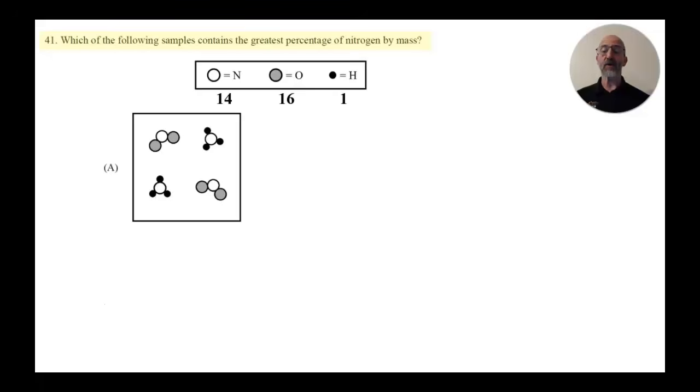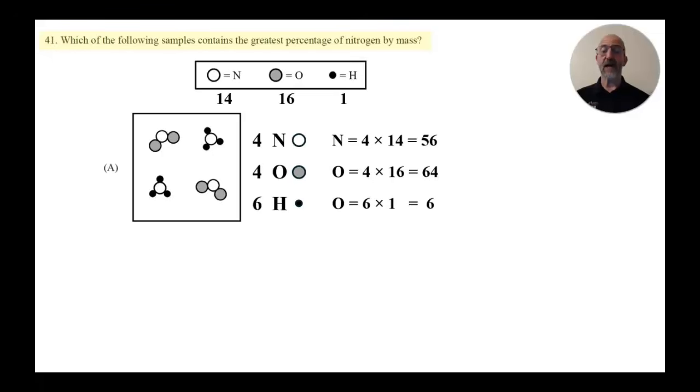So I will count the particles of nitrogen, oxygen, and hydrogen and determine the total mass of this mixture. I see 4 atoms of nitrogen, 4 atoms of oxygen, and a total of 6 atoms of hydrogen. Again, the masses from the periodic table are 14, 16, and 1. So it's going to be 4 times 14, 4 times 16, 6 times 1, and that gives me a total mass of 126.